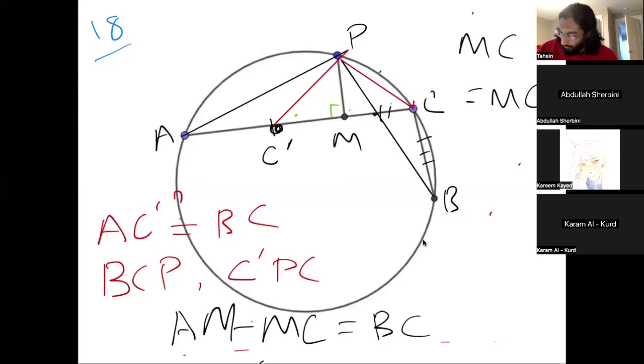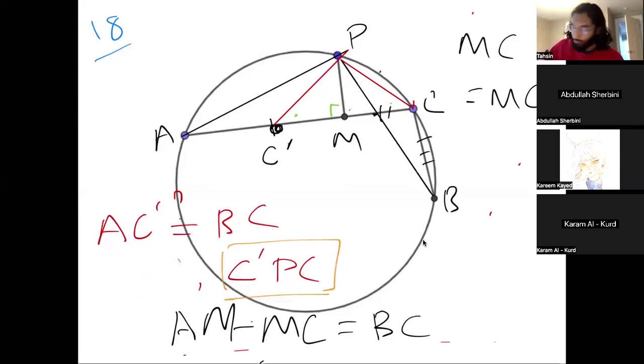But I'm glad that you mentioned these triangles because it's very important to observe that this C prime PC is isosceles, right? So it's a very important observation, right? That this is isosceles. Okay, so that's going to be very useful for us. But now let's return to the original thing. How will we compare AC prime and BC? What triangles will we use?